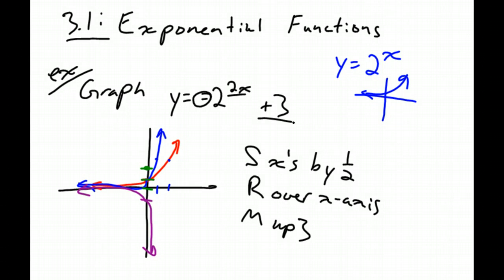My horizontal asymptote also has to move. It was at 0, so now if it moves up 1, 2, 3, it is now right there. So I have a horizontal asymptote right here at y equals 4 now. Oops, sorry, y equals 3.